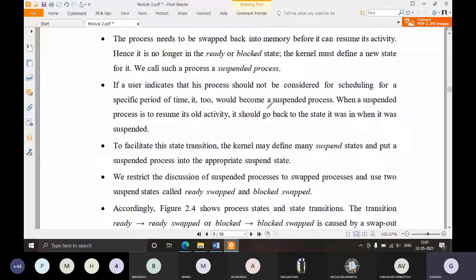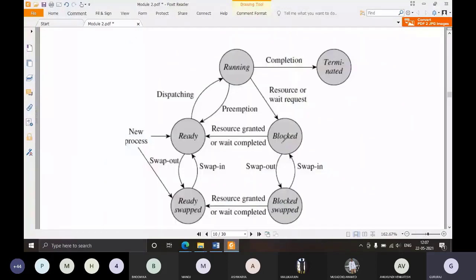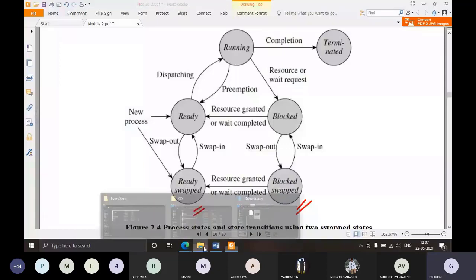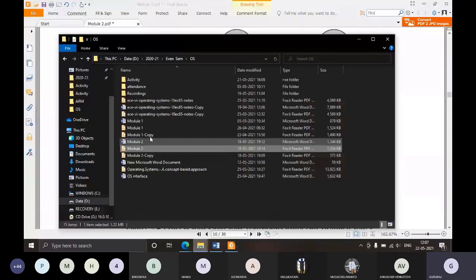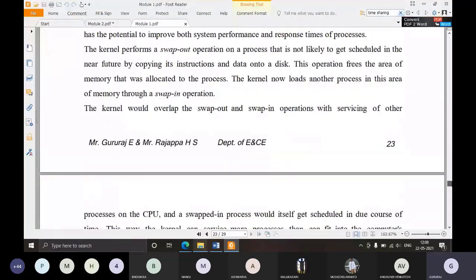So you can see that example. Along with these four states, running, terminated, ready, and blocked, there are two more states added: blocked swapped and ready swapped. This comes in time sharing systems. If you remember time sharing systems, that is where the concept of swapping comes. I will show you the diagram.